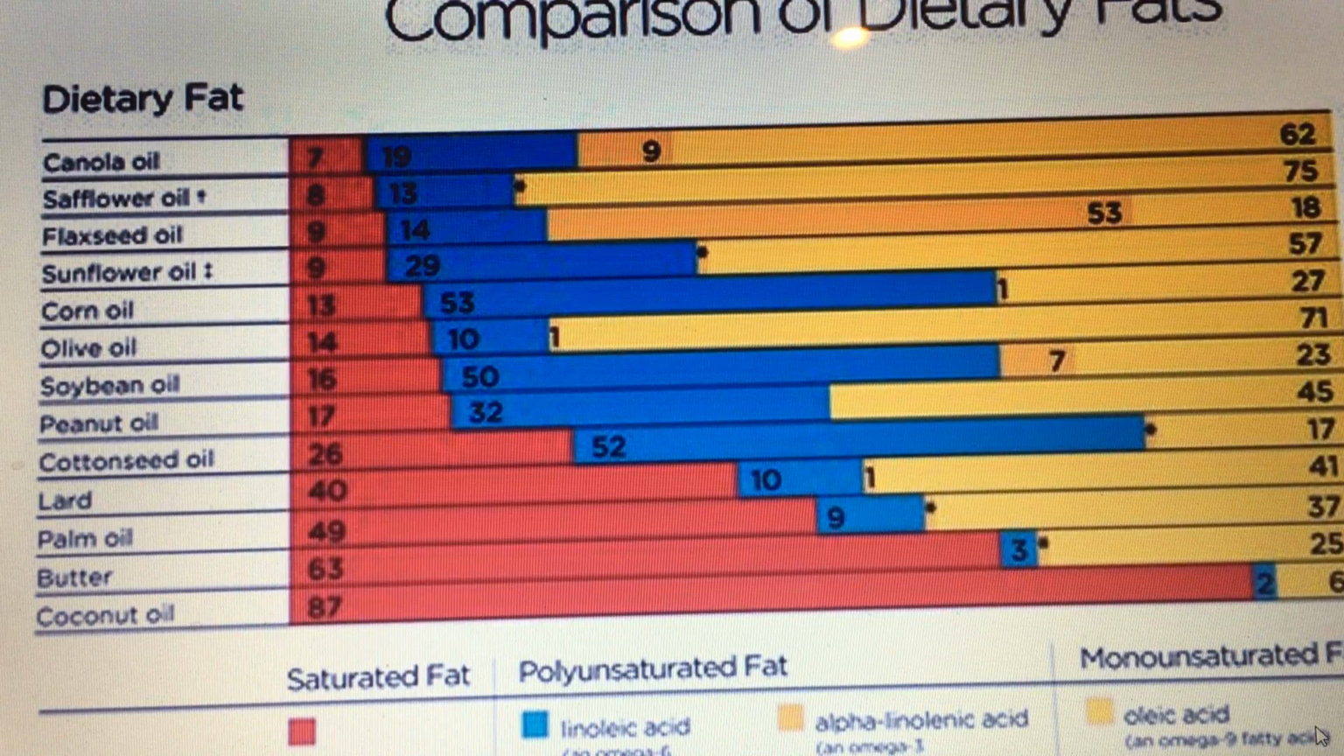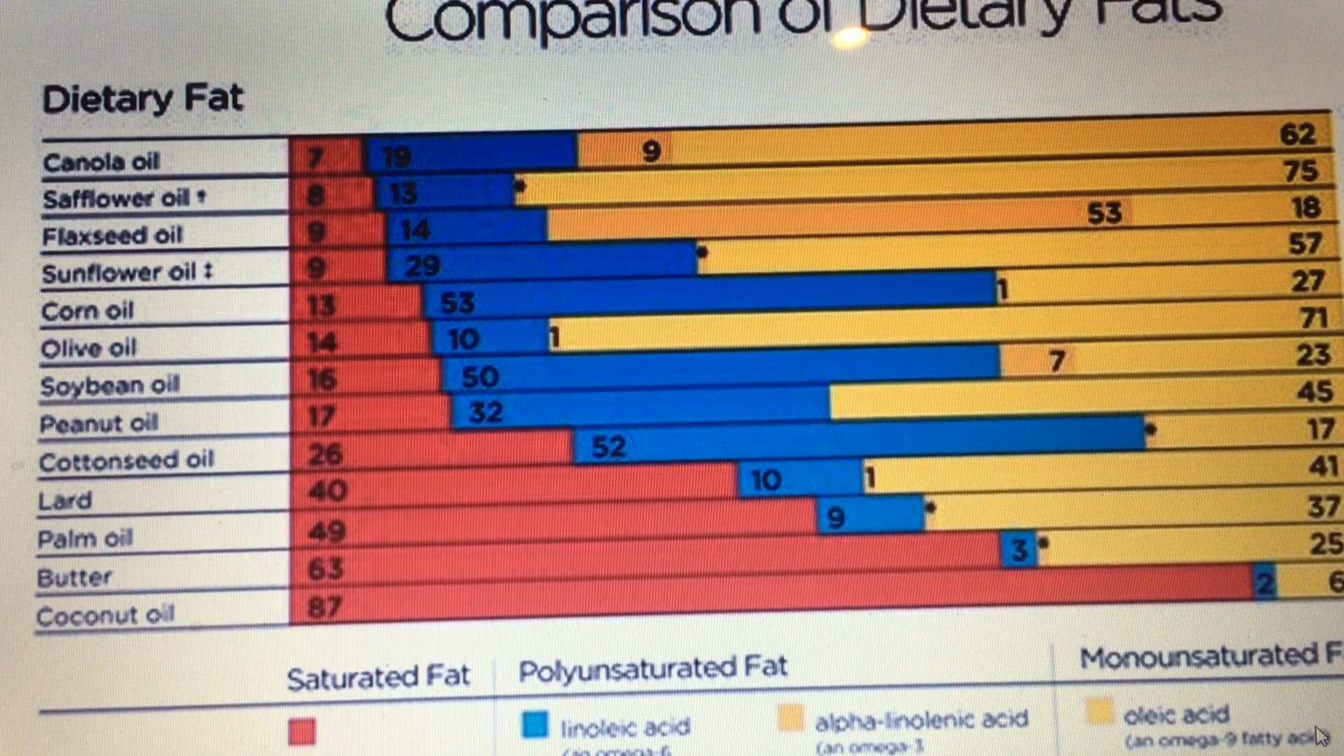So it's fairly stable. And if you look at the number right after the blue here, the 9 or the 7 or the 1, that is the omega-3. And the omega-6 is the blue. So you can see that canola oil is relatively high in omega-3 compared with the rest of them, with the exception of flaxseed oil.